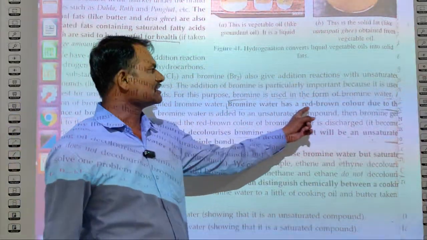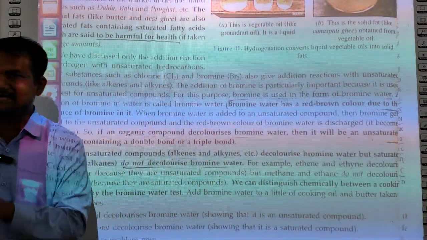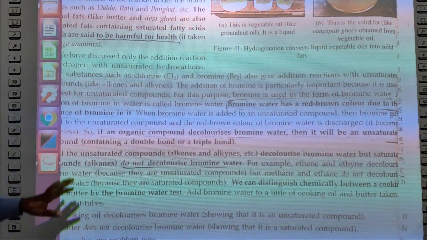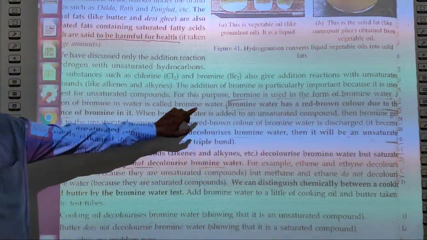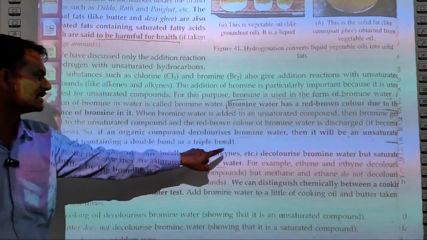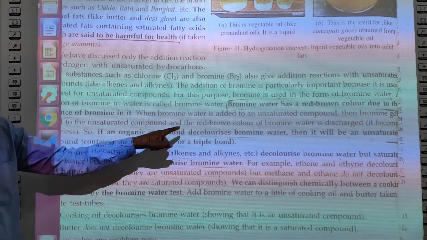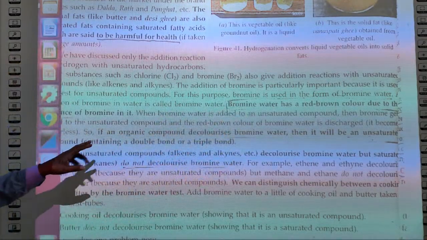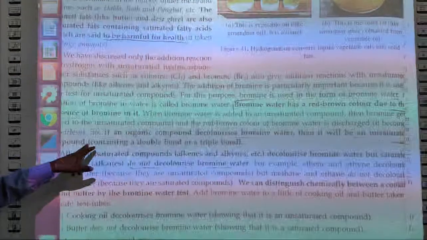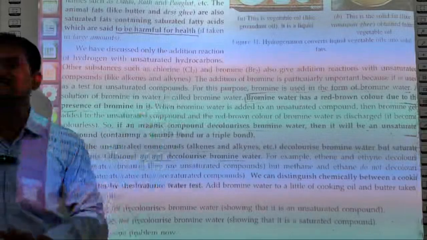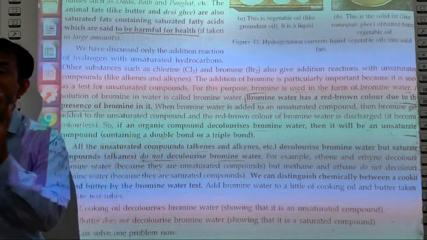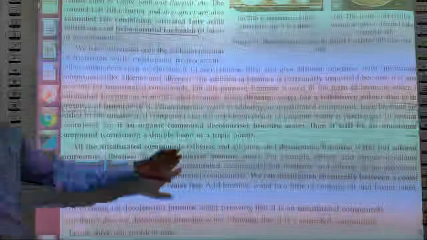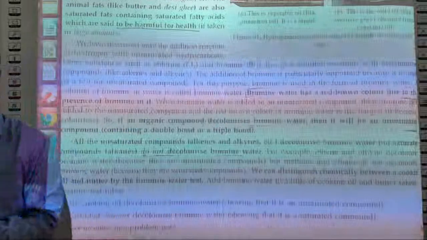Then bromine water has a red brown color. This is called the bromine water test for saturated and unsaturated hydrocarbons. So what happened here? An organic compound decolorized bromine water, which has a red brown color. Who decolorized it? The organic compound decolorized bromine water. It will be unsaturated, a compound containing a double or triple bond. It means that if unsaturated hydrocarbons are there, then bromine water decolorizes. Okay? Next.